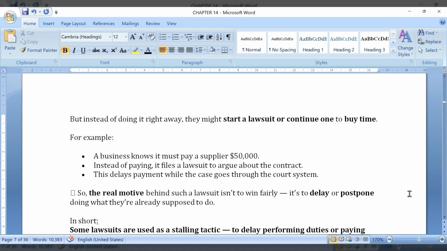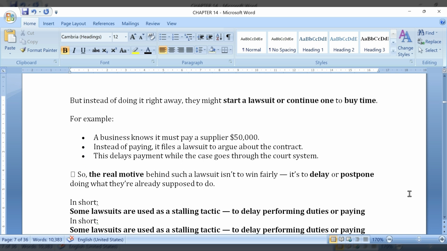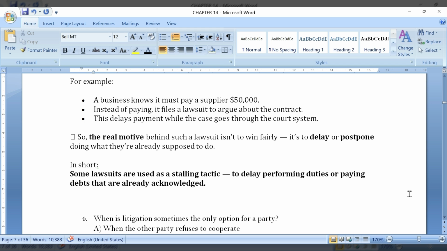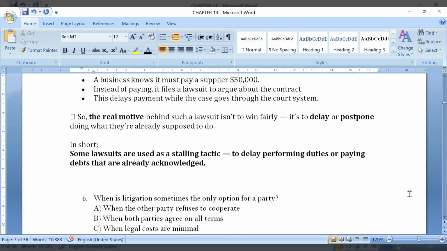For example, a business knows it must pay a supplier $50,000. Instead of paying, it files a lawsuit to argue about the contract. This delays payment while the case goes through the court system. So, the real motive behind such a lawsuit isn't to win fairly, it's to delay or postpone doing what they're already supposed to do. In short, some lawsuits are used as a stalling tactic to delay performing duties or paying debts that are already acknowledged.